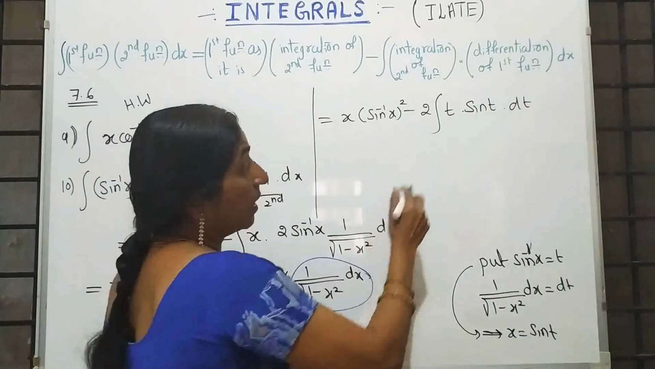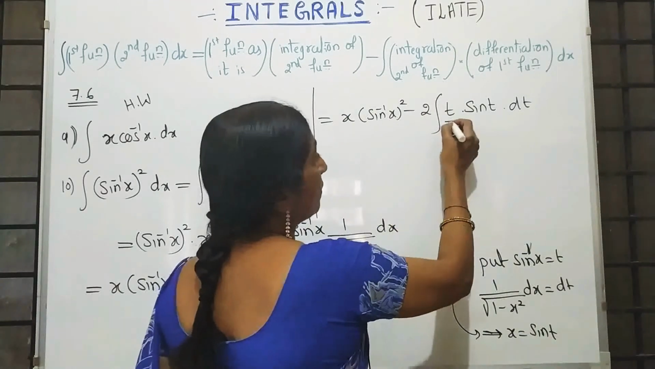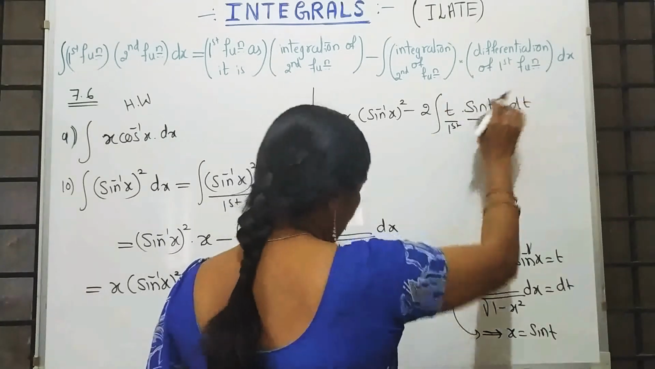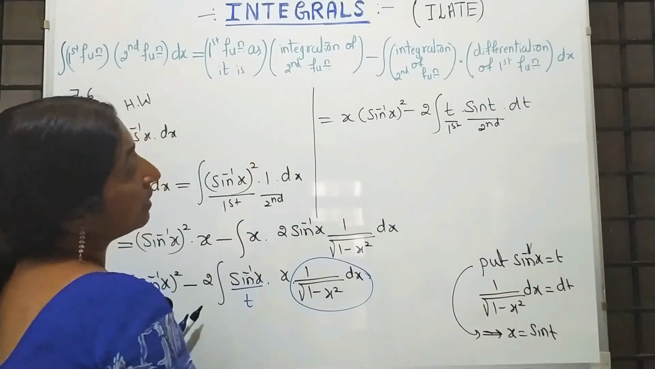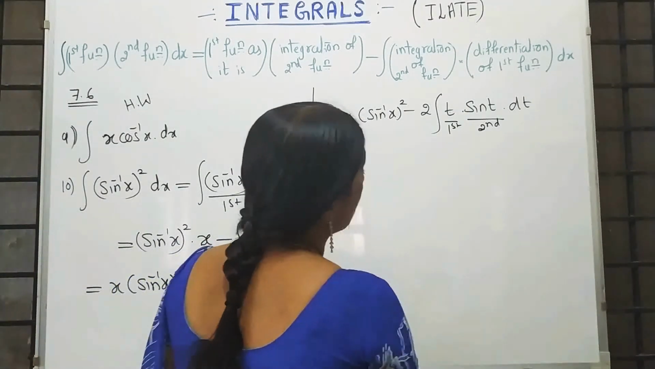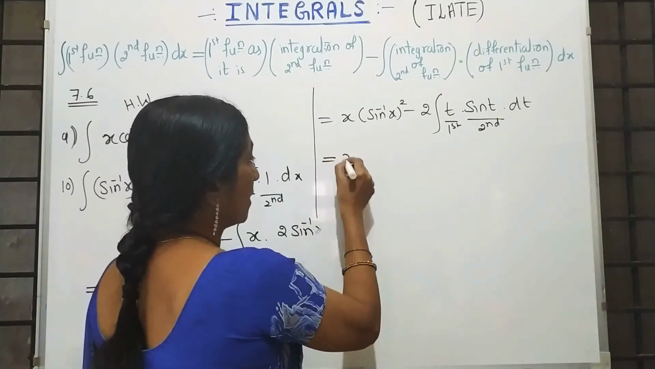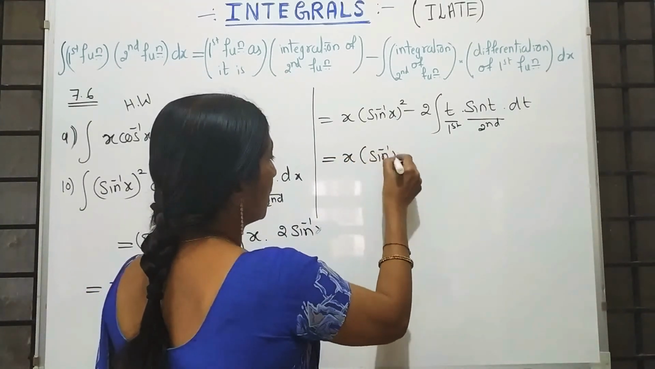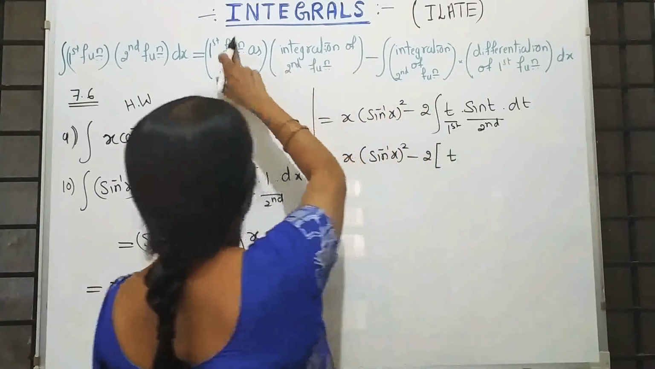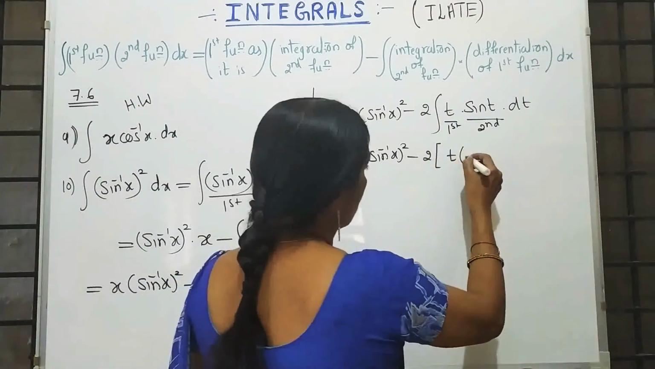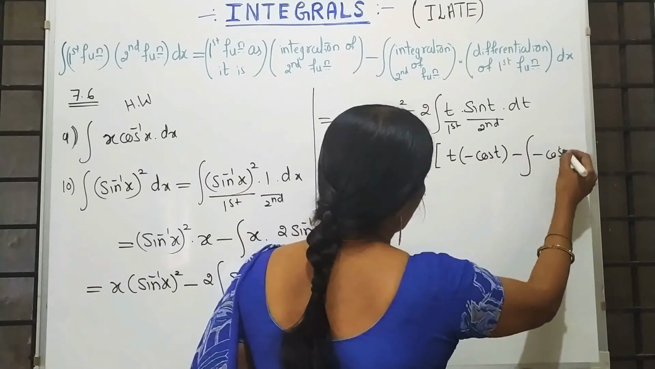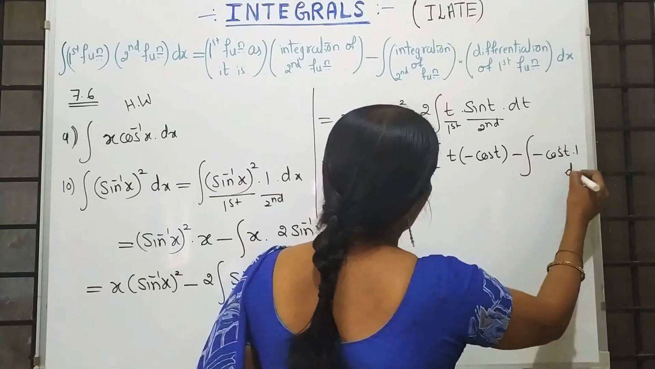Just go back and it is in the form of t into sin t. t means algebraic, sin t is trigonometric. The only difference is everything is in terms of t. First we did everything in terms of x, now it is everything in terms of t. x as it is, sin inverse x whole square as it is, minus 2 in the bracket. First function as it is, integration of second function, that is minus cos t, minus integration of minus cos t, differentiation of t is 1.